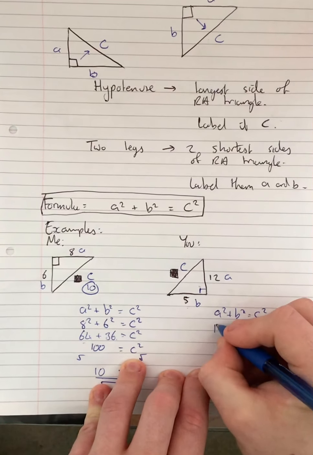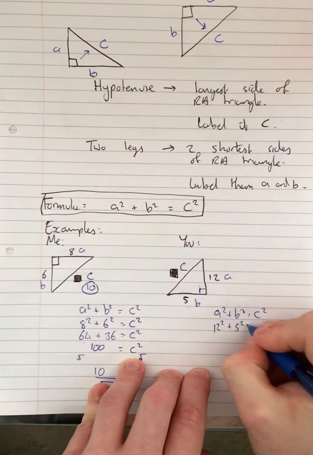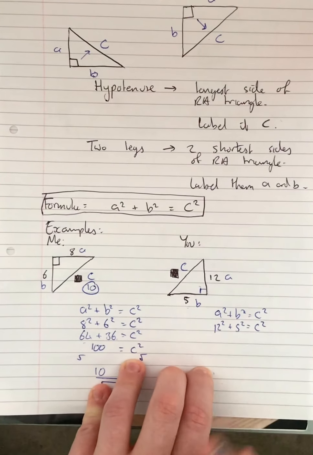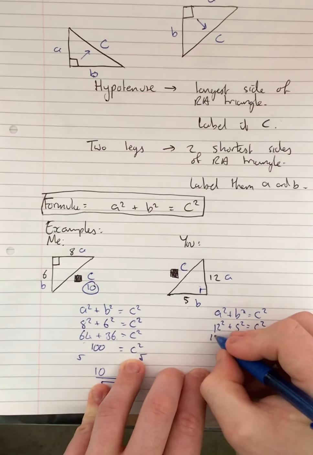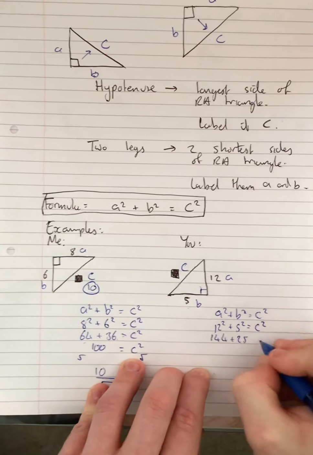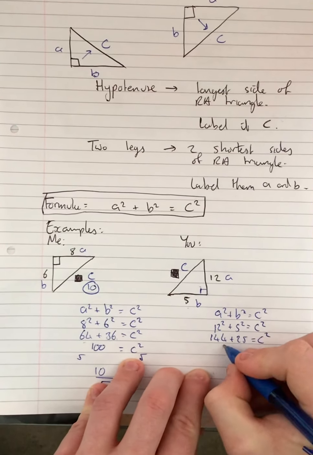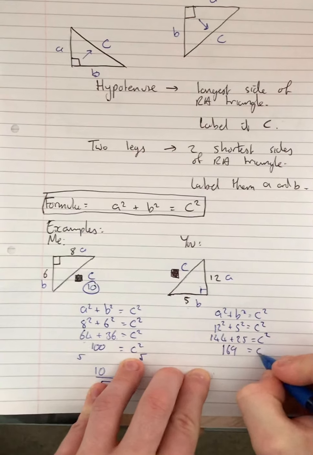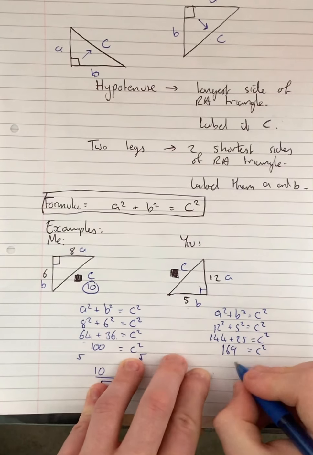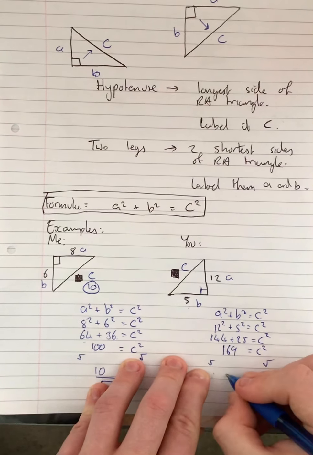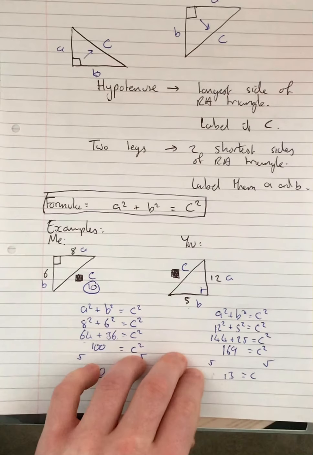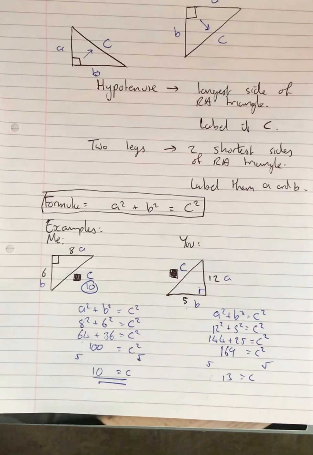Fill in the bits that we've got. We haven't got C, so we leave that as C squared. Add them together, we get 169 is C squared. Square root both sides of the equation, we get C is equal to 13.